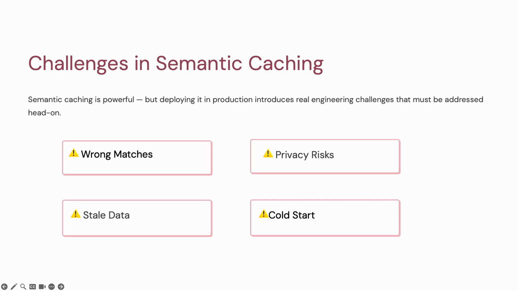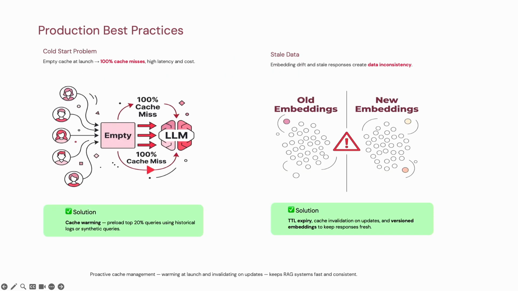Till now, semantic cache looks great, but it of course comes with a lot of challenges. A few of the challenges are wrong matches, stale data, cold start, and privacy risk. Let's explore each one of them along with the best practices to follow.